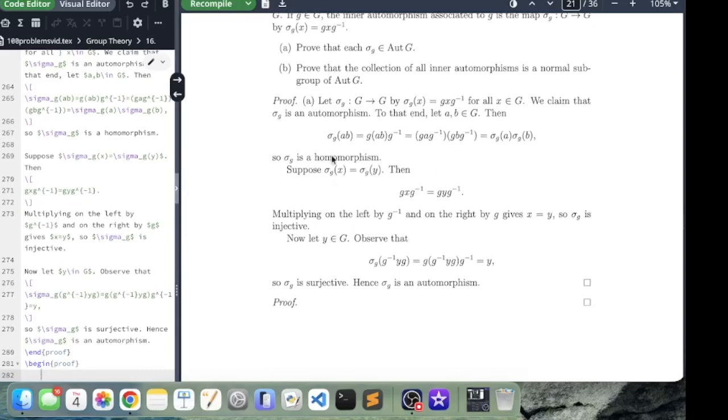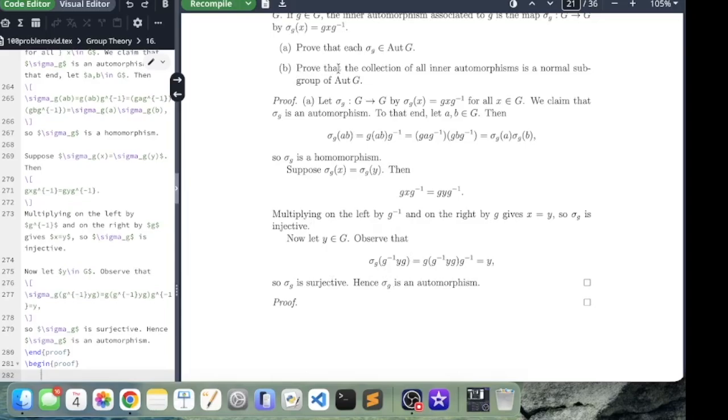Then you want to show injective, so you suppose two elements map to the same thing, and then you show that x and y are equal, again by the same logic I used in the first question. And then surjectivity, same kind of element that I chose for surjectivity works, where we want to get rid of the g inverse with what the property does, which puts a g on the outside, and similarly with the g inverse, and we have that as an automorphism.